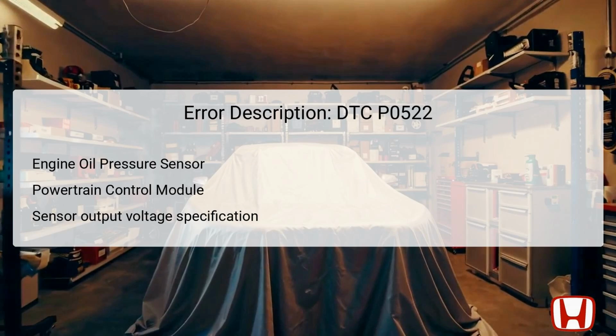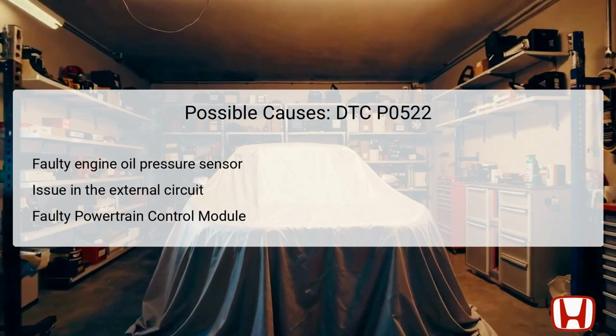This sensor is typically located near the engine oil filter, allowing it to accurately assess the oil pressure. The failure of this sensor to provide the correct voltage can cause inappropriate engine behavior, which may lead to performance issues. Several underlying causes could lead to the DTC P0522 code.